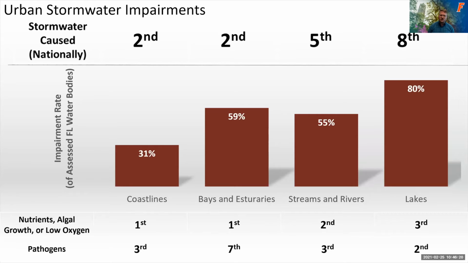And if we look closely at what the actual impairments are within Florida, we see that several of these are related back to stormwater sources. Nutrients, algal growth, and low oxygen is number one for coastlines and bays and estuaries here in Florida, second for streams and rivers, third for lakes. Pathogens, which can come from bacteria from natural sources or pets, can be transported by stormwater runoff, and that is third, seventh, third, and second. And that's just so far.